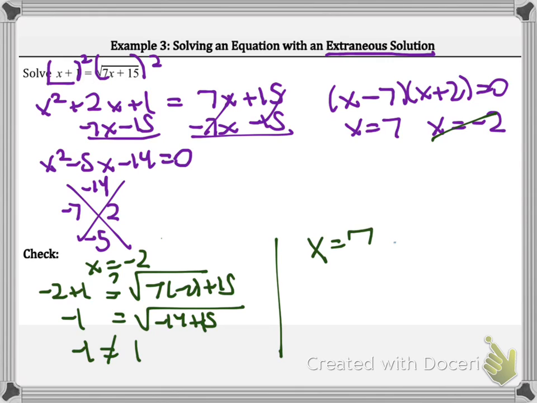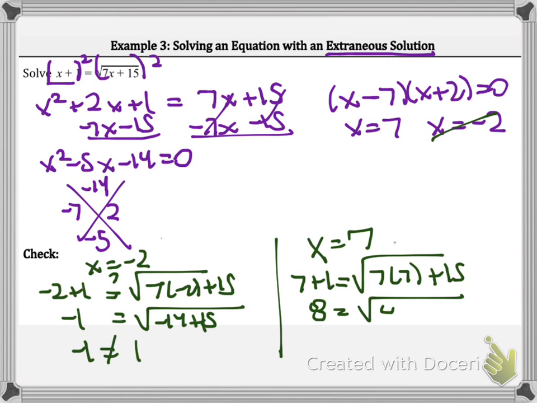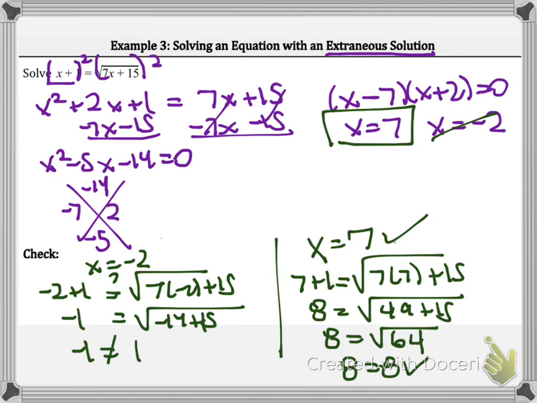So let's see if x equals 7 works. 7 plus 1 equals the square root of 7 times 7 plus 15. 7 plus 1 is 8, equals the square root of 49 plus 15. 8 equals the square root of 49 plus 15, which is 64. So 8 equals 8, so that does work. x equals 7 is our solution.